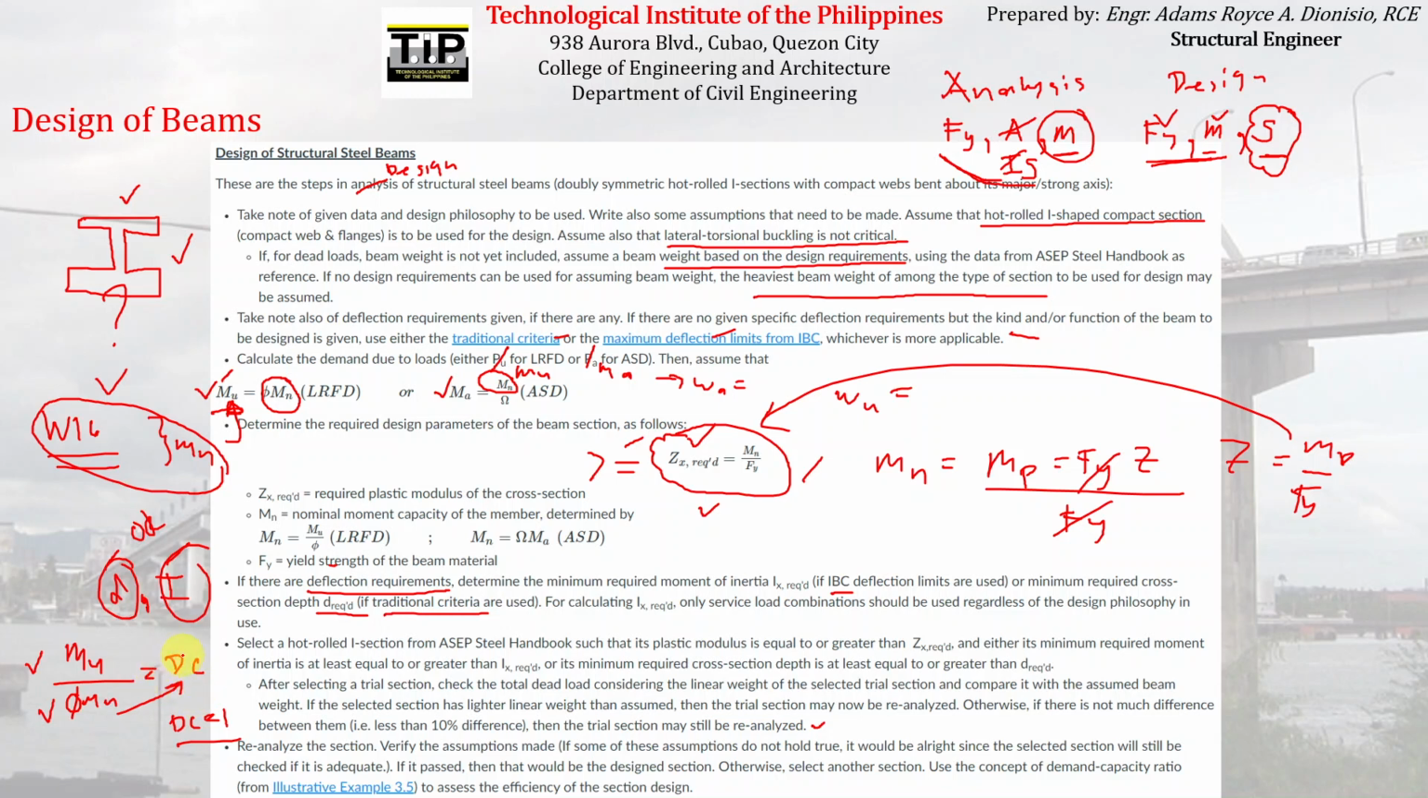Because if the demand capacity ratio is greater than 1, it just means that the numerator is already larger than the denominator. If the demand capacity ratio is less than 1, we can see that the numerator is less than the denominator, meaning the demand is less than the capacity, which is something that we want. We want the demand to always be less than the capacity.